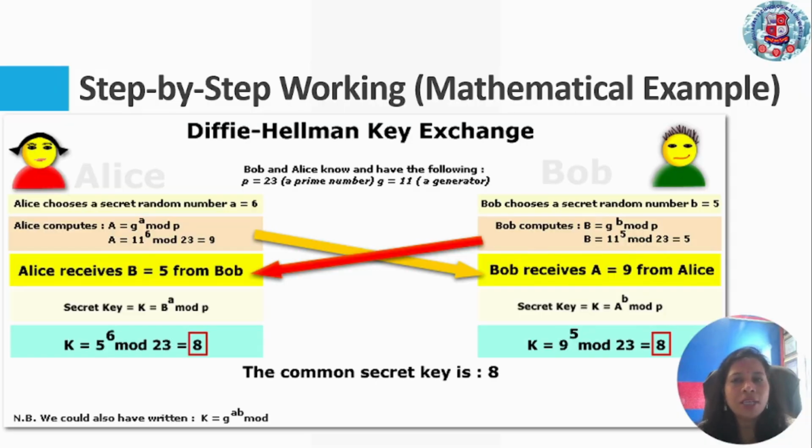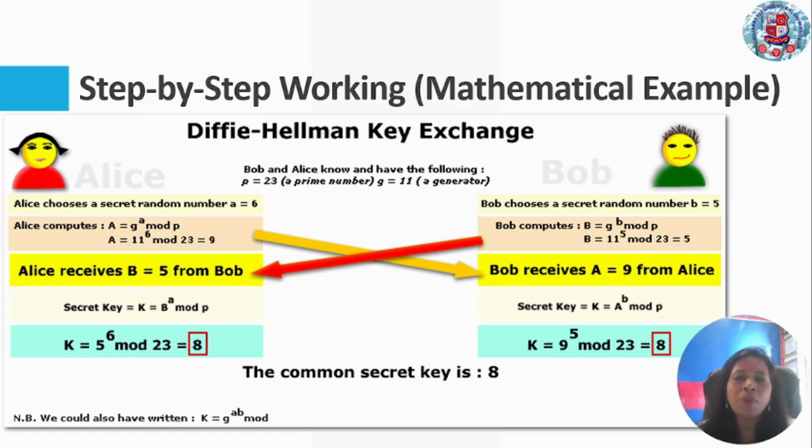Now Alice shares her public key with Bob, and Bob also shares his public key with Alice. Now Alice receives B equal to 5 from Bob, and Bob receives A equal to 9 from Alice.